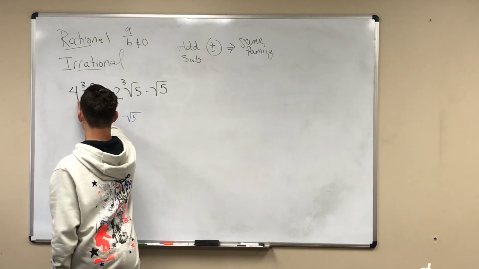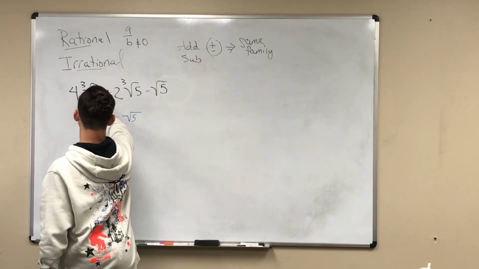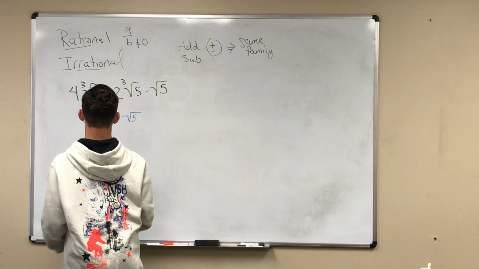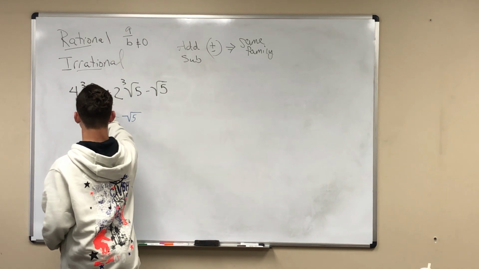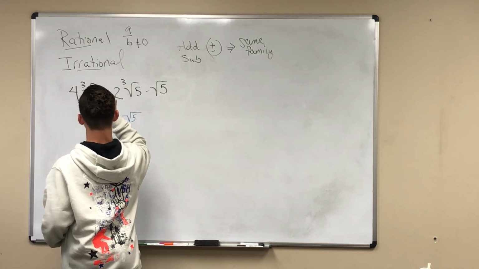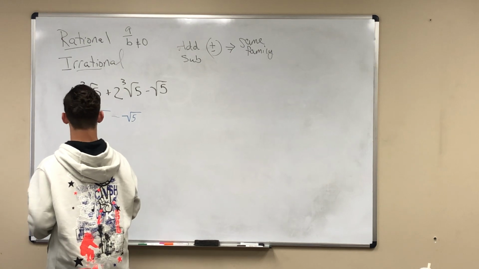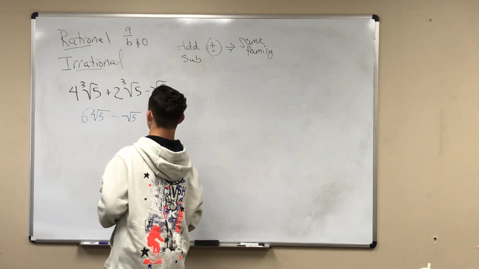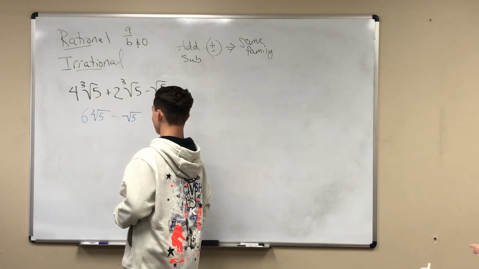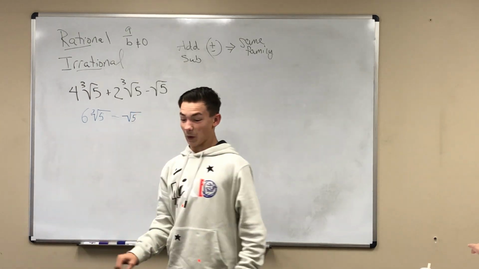Teach them what you did. I added those two. Why did you add those two? Because it's the same family. What is the family? Cube root of 5. Perfect. And that's not the family, so it had to stay alone. Excellent. Very good. Pick something.